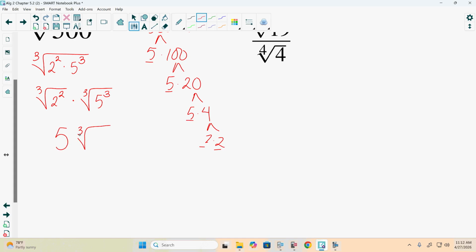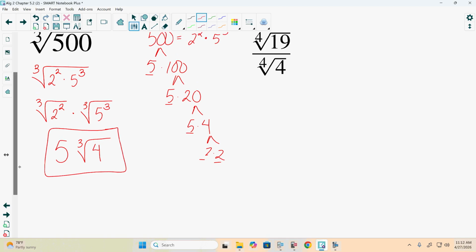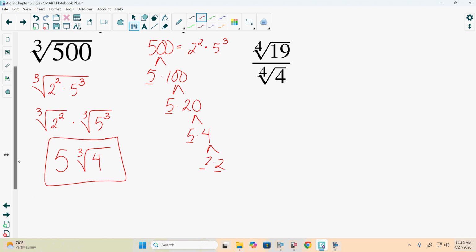Anything that we would have left over inside, anything that doesn't simplify completely, we'd have to leave inside our cubed roots. Cubed root of 2 squared, since we only have 2 factors of 2, it does not simplify. So we would just multiply those back out, telling us that the cubed root of 500 is 5 cubed roots of 4. Questions on the cubed root of 500, getting it to 5 cubed roots of 4?